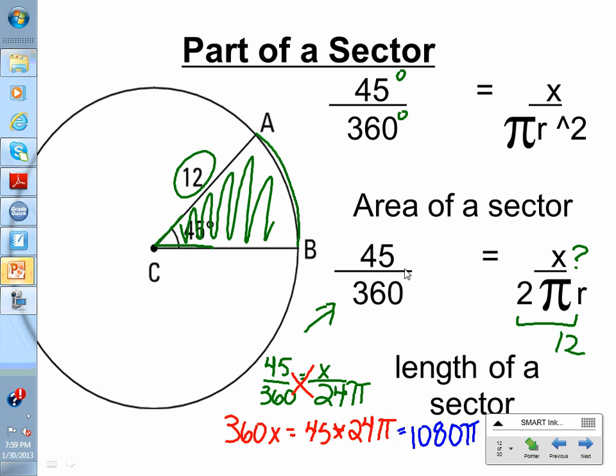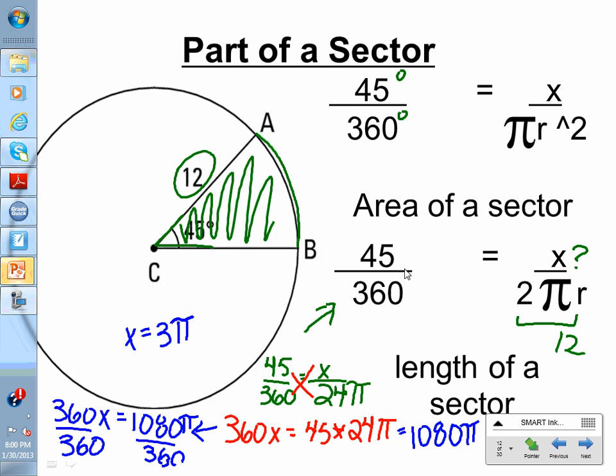And then the last step, I'm going to go over here, is just to divide by 360, since we have 360x equals 1080 pi. So then we just divide by 360 to get what x is in terms of pi. And that gives us our answer that x is 3 pi. So your answers will be in terms of pi on the SAT one, so you won't have to worry about that. So that would be the length of this arc.